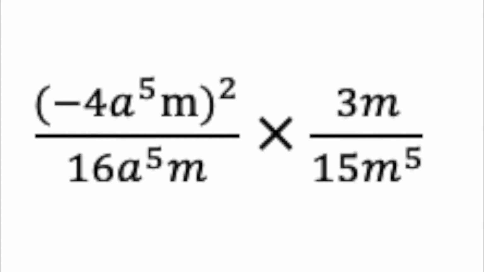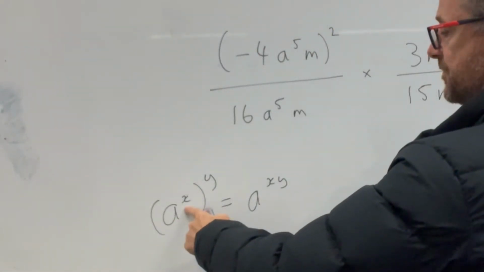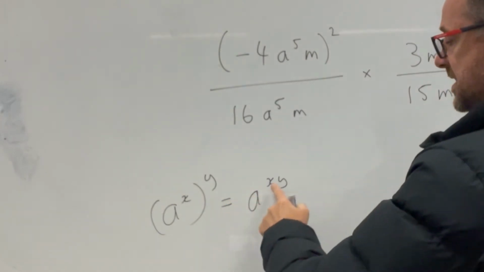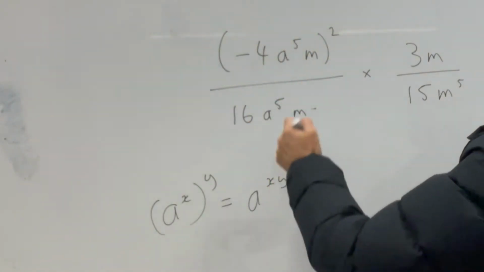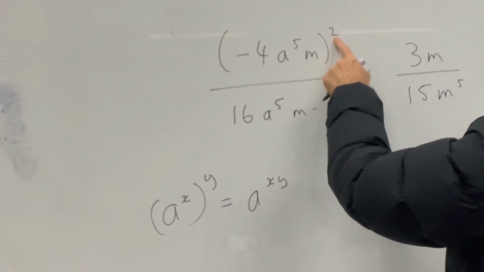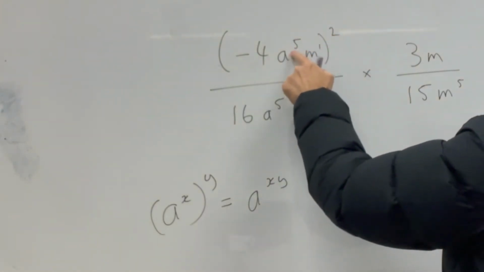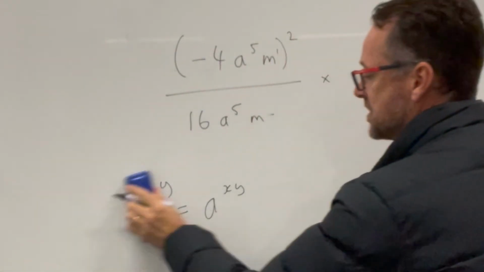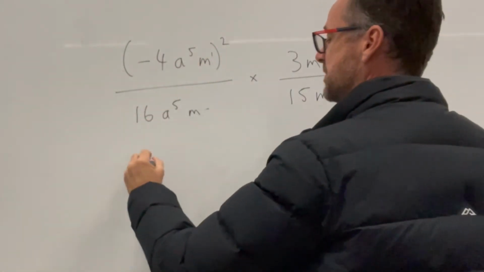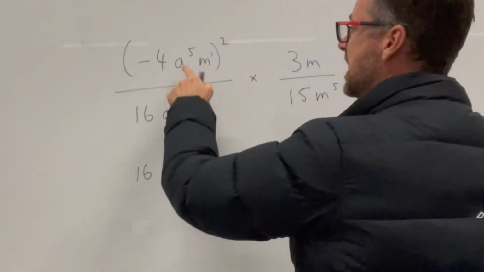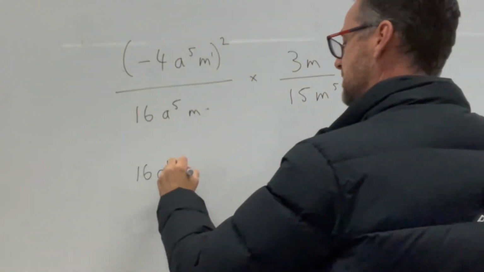So we had this question given to us, and we need to go to our set of rules to know that a to the x in brackets to the y equals a to the xy. So what that means is that when we're trying to resolve this bracket here, we're going to be multiplying the 2 by the 1 that's here, even though it's not shown, and the 2 by the 5 that's here. So that then creates this scenario. We have negative 4 squared, so that becomes 16. A to the 5 becomes a to the 5 times 2, so a to the 10. And n to the 1 times 2 becomes n squared.